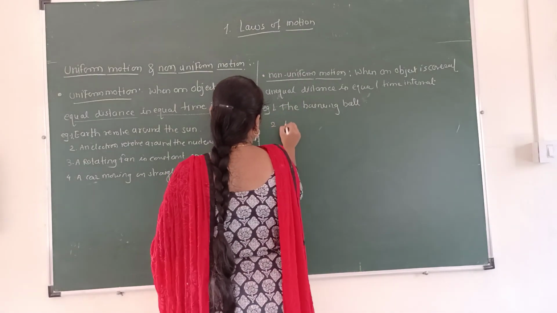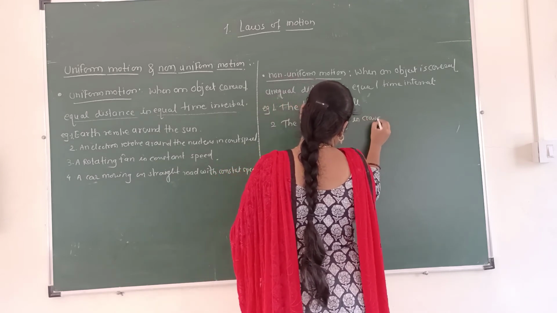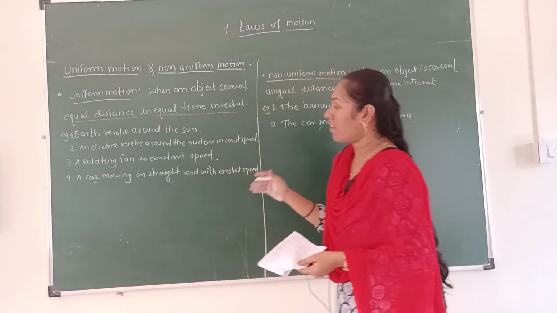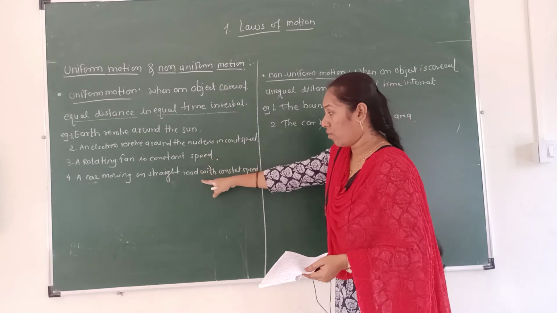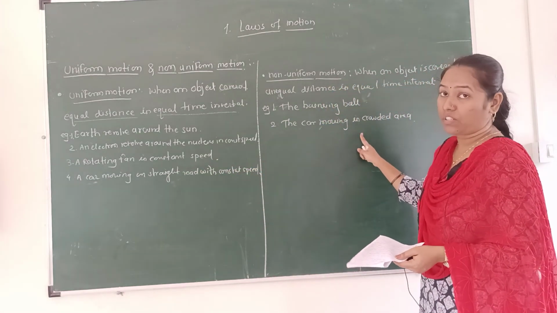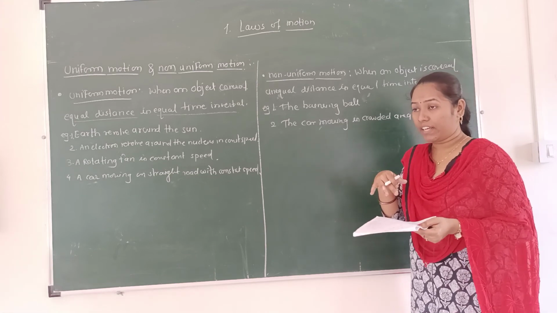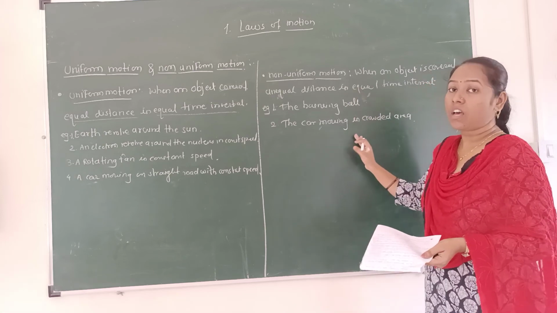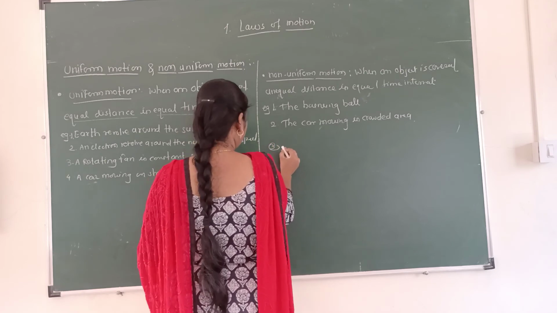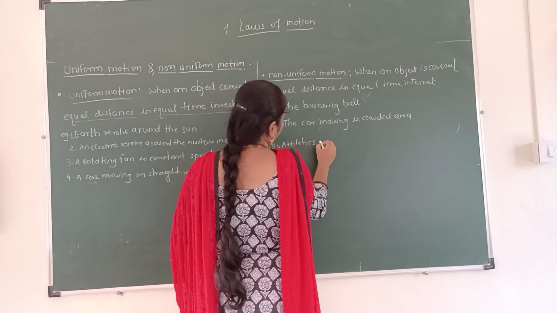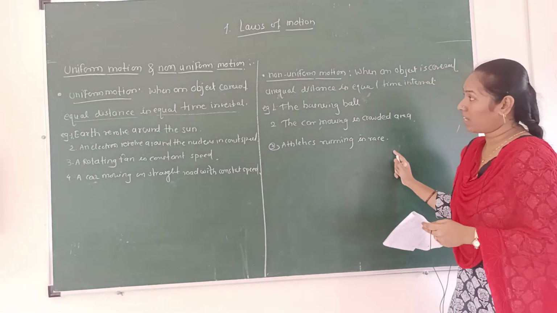Second one is a car moving in a crowded area. See, what is the difference between these examples? In uniform motion, a car moves along a straight road with constant speed. In non-uniform motion, the example is a car moving in a crowded area, because in a crowded area the speed is not constant. So it is said to be in non-uniform motion. The third example is athletes running in a race. Here is also one example for non-uniform motion.